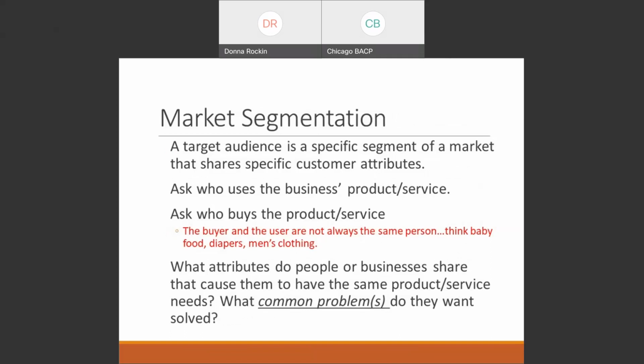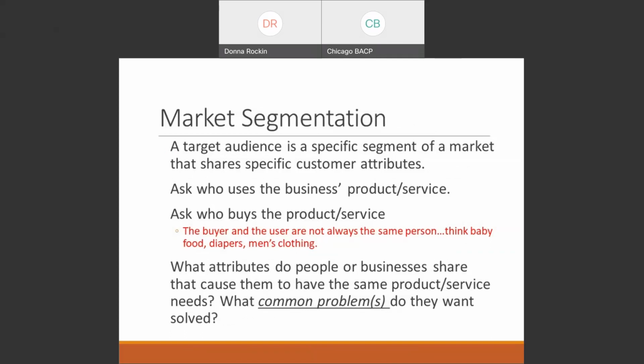Marketing segmentation. Okay, so a target audience is a specific segment of a market that shares the same specific customer attributes. So when a client would tell me that their product is good for everyone, yes, everybody might use it, but not everyone is buying it.